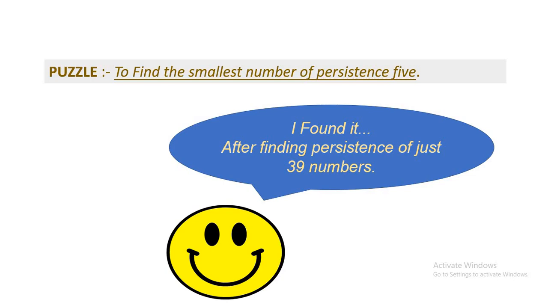Hello all. I am here with an amazing puzzle. The puzzle is to find the smallest number of persistence 5. If you start finding the persistence of each number, it will be a very tedious task. But there are some logics which, when implemented, let one easily find the correct answer within 10 minutes. I found it after finding the persistence of just 39 numbers. So let's start with the puzzle.